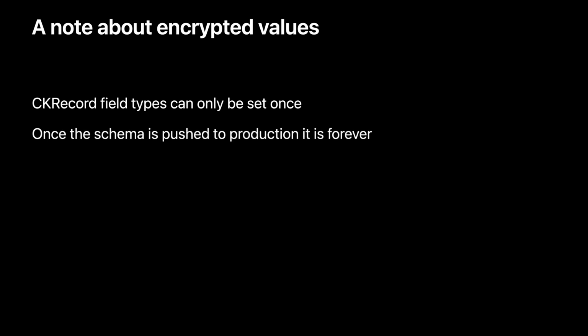Now, encryption with CloudKit is an at-introduction-time decision. That means we can't change our mind later and choose to encrypt fields that aren't already encrypted today in production. Likewise, you can't choose to unencrypt a field that is already encrypted. Once the CloudKit schema is pushed to production, we can't change any of the field types. So be sure to use NSPersistentCloudKitContainer's initializeCloudKitSchema method to ensure that all your fields are present and correctly typed before deploying your schema to production.